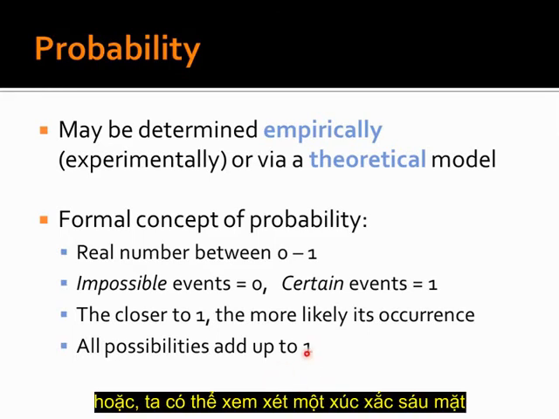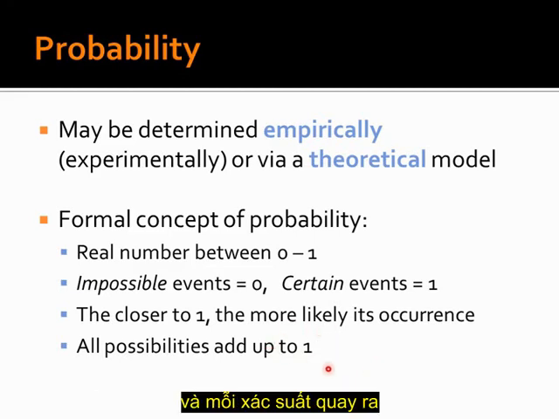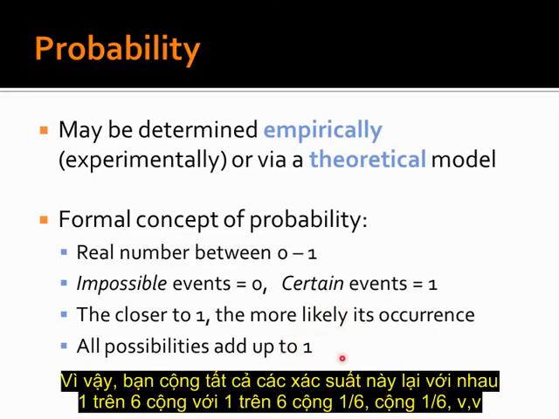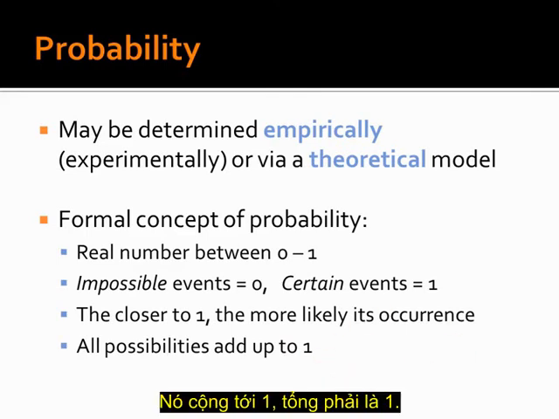Now alternatively, it could be a 6-sided dice, and the probability of turning up each side for a fair dice would be 1 over 6. So you add all these probabilities together, 1 over 6 plus 1 over 6 plus 1 over 6 plus 1 over 6 plus 1, and so on and so forth. It adds up to 1. It must add up to 1.